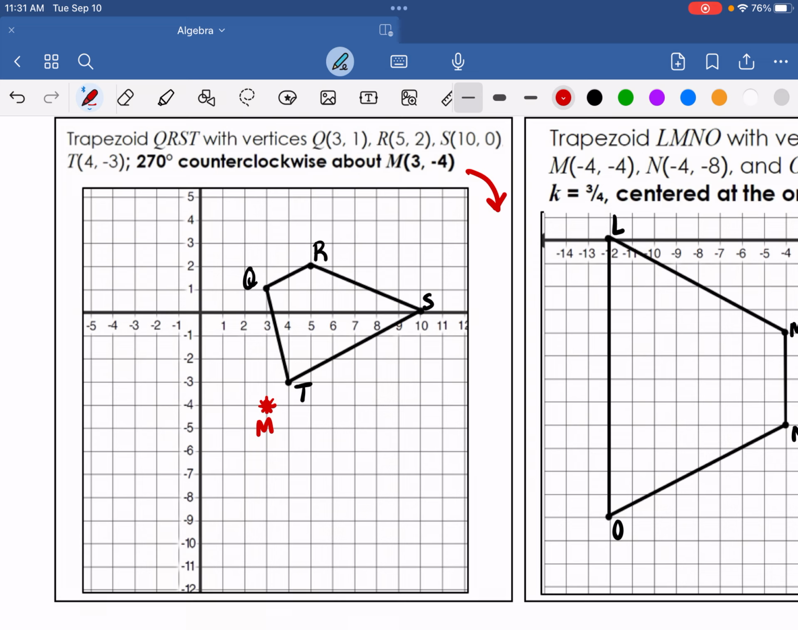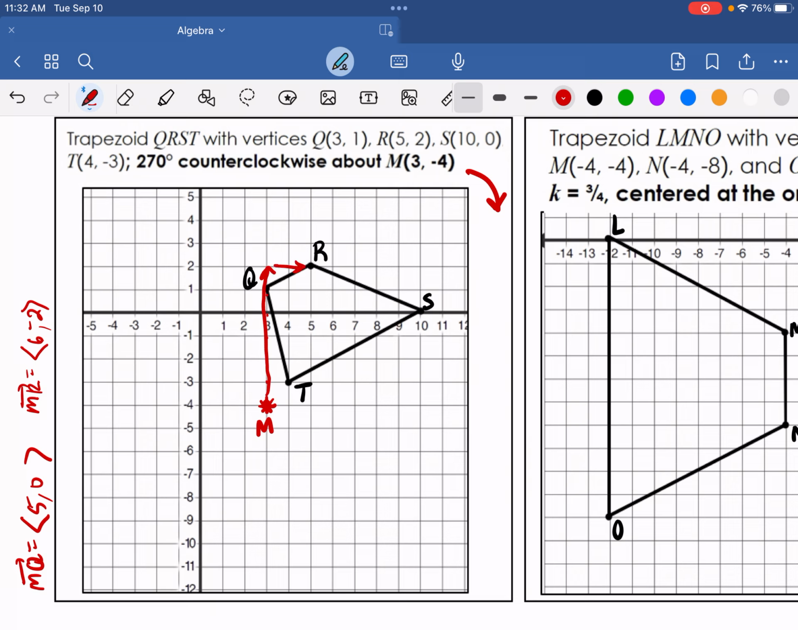Okay, from M to Q, what do I need to do? I need to go right 1, 2, 3, 4, 5. I need to go right 5 and I don't go up and down, so that's 0. Okay, to get to R, I go right 5, 6. Right 6 and down 2, -2. This vector is going to go right 6 and down 2 to get to R.